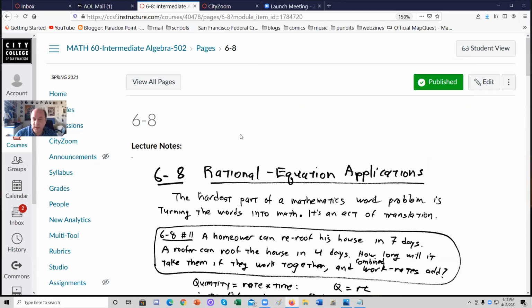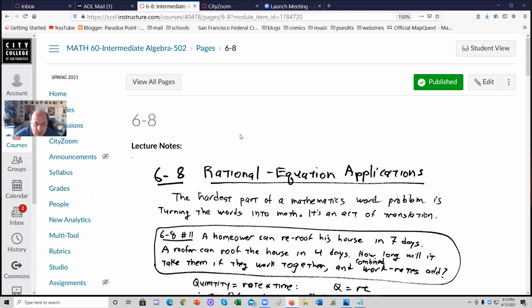All right, 6.8 and 6.9. 6.8 is about applying rational equations. It's word problems in short. As ever, the hardest part of a word problem in math is translating the words into mathematics or into algebra.